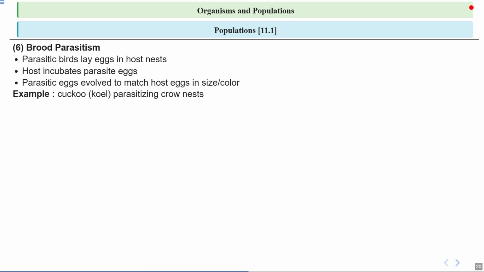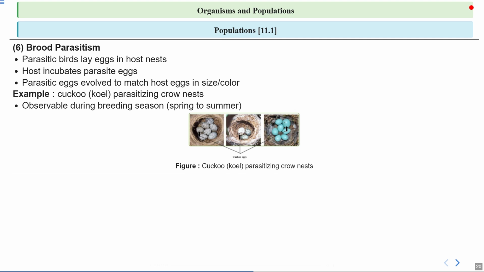An example is the cuckoo bird parasitizing a crow's nest. This is observable during breeding seasons from spring to summer. Here you can see the cuckoo bird parasitizing a crow's nest. Here you can see the eggs look very similar in size and shape.